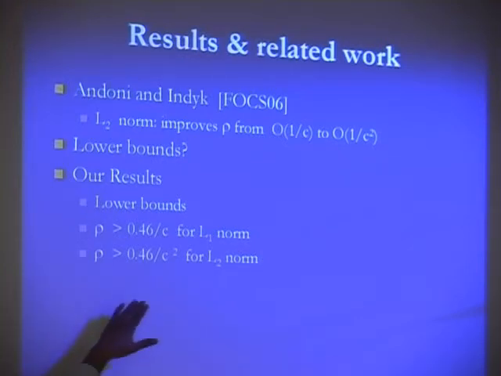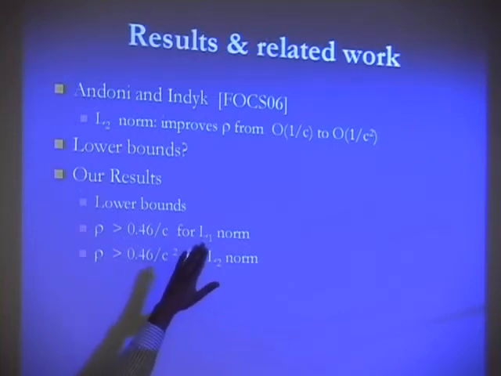But what we show is lower bounds which match those upper bounds. So what we show is that these are indeed the best possible partitions of space for nearest neighbor search.